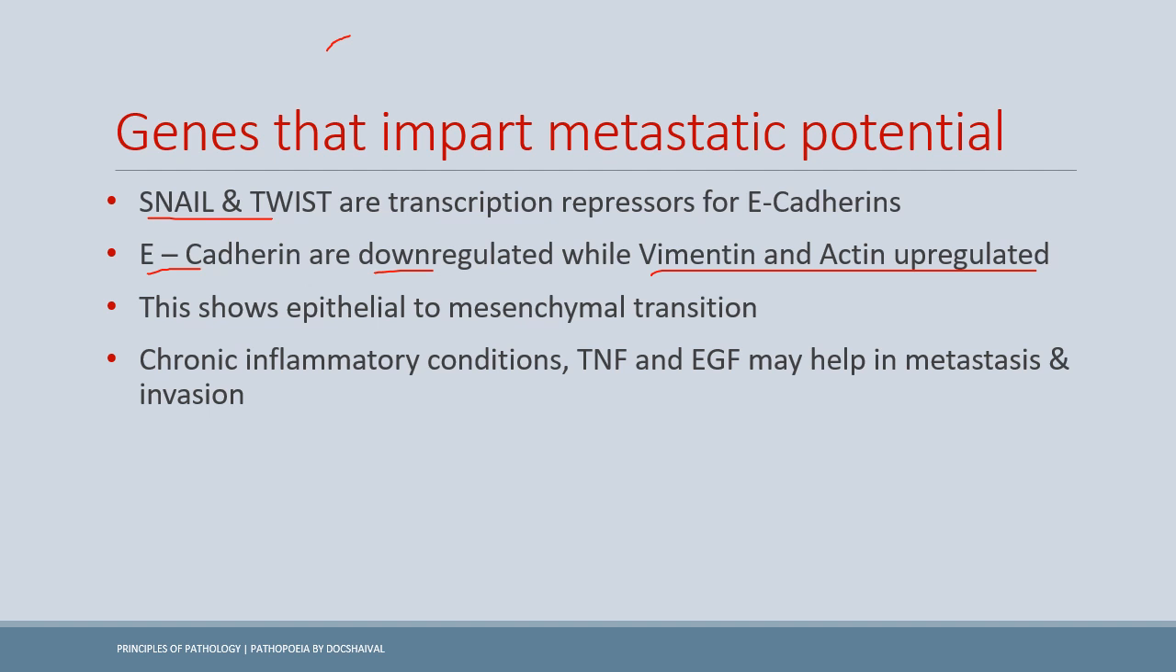Vimentin and actin are markers for the mesenchymal tissue, and E-cadherin is a marker for the epithelial tissue, so we can say there is something called epithelial to mesenchymal transition going on. So when there is metastatic potential, we can say there is epithelial to mesenchymal transition going on. Again, the chronic inflammatory states increase TNF and EGF that may help in metastasis and invasion.